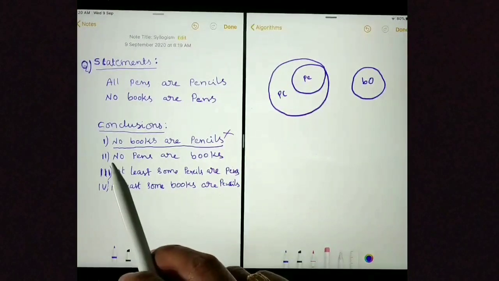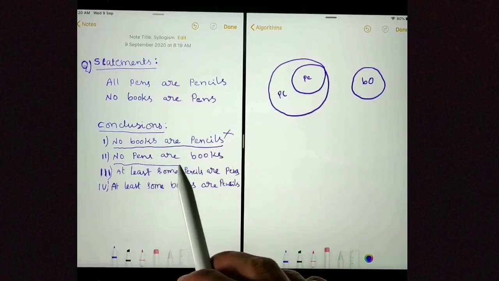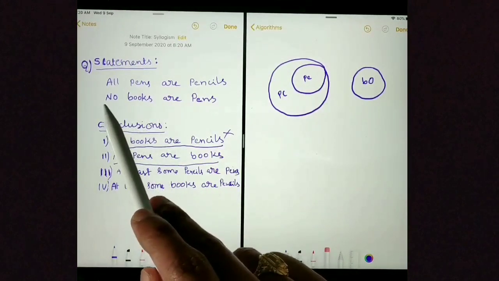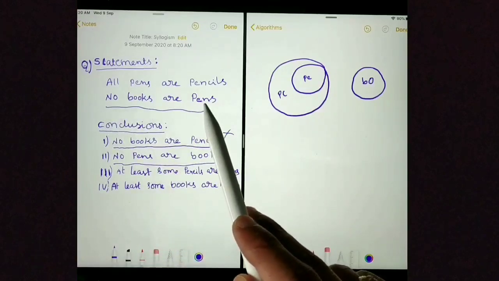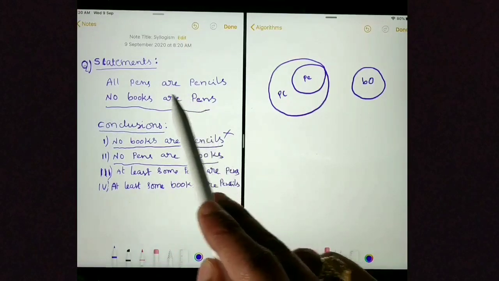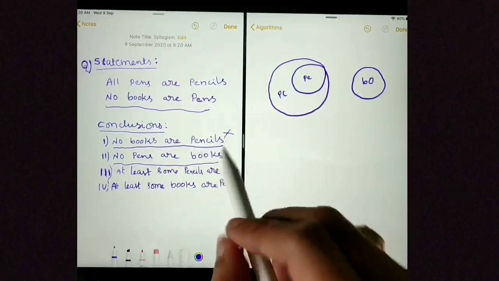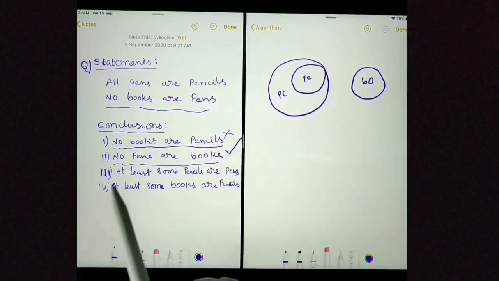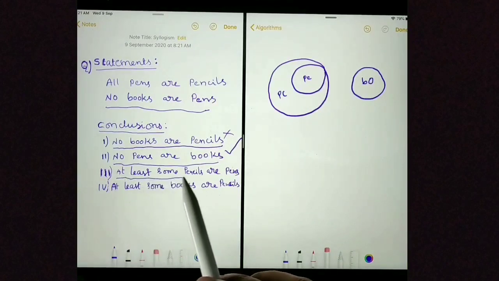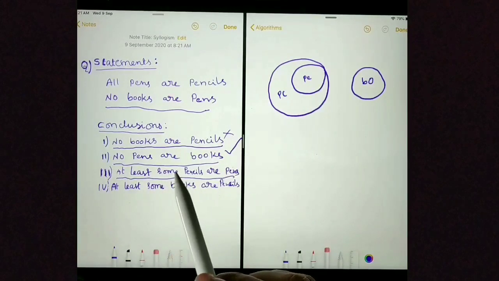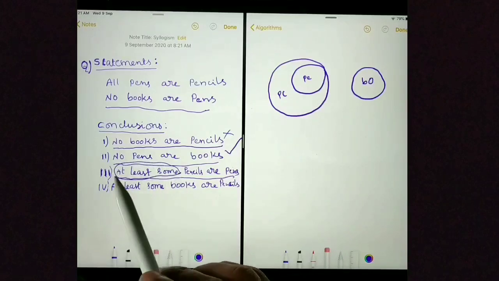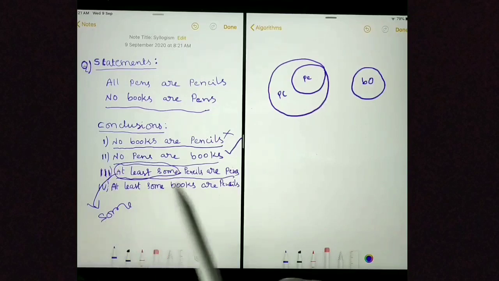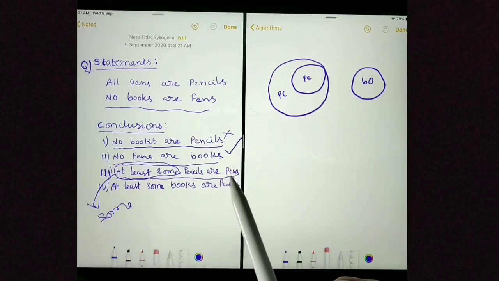Second conclusion is no pens are books. As I said earlier, if the statement is no books are pens, it is also the same as no pens are books. For this we don't need a Venn diagram. This is true. Next conclusion is at least some pencils are pens. Here we can see at least some. This is also the same as some. If we replace at least some with some, it will be some pencils are pens.